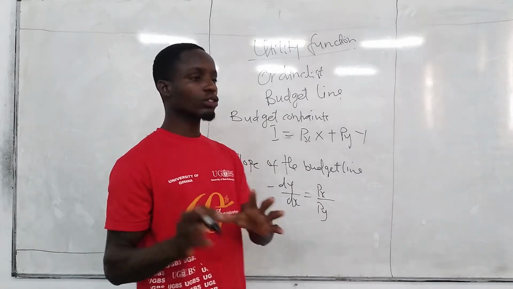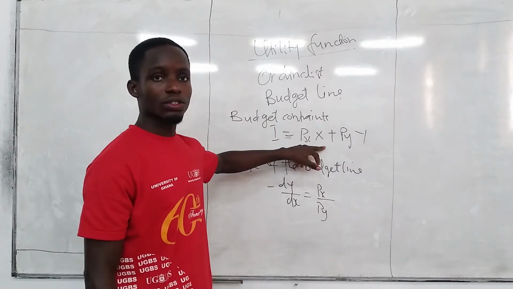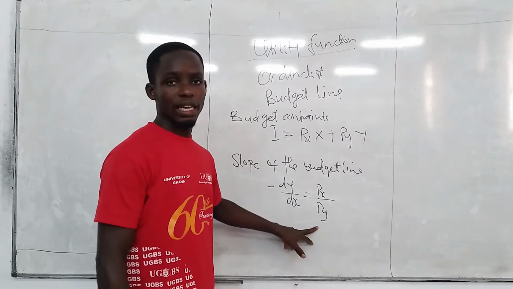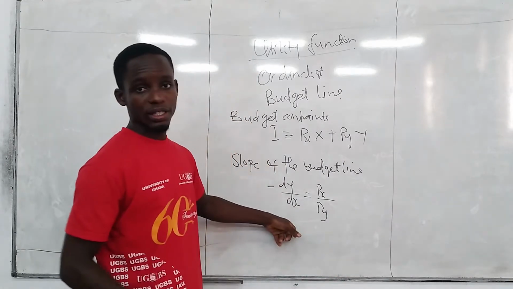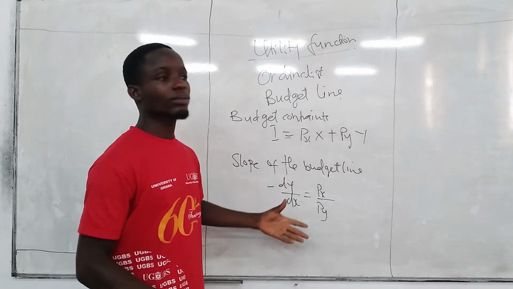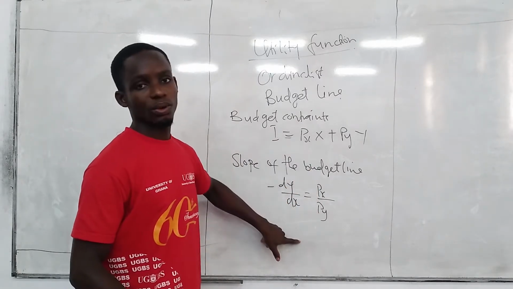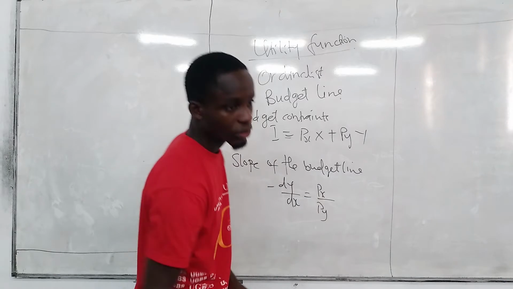Here the only thing I would want you to know is your budget constraint, how to state it, and the slope of the budget line. They are the only things I want you to know. I can prove this, but there's no need. Just know this and know that. So we are done with budget constraint.